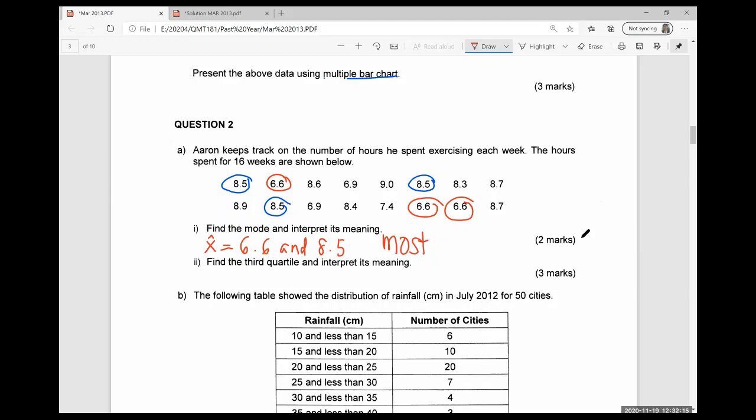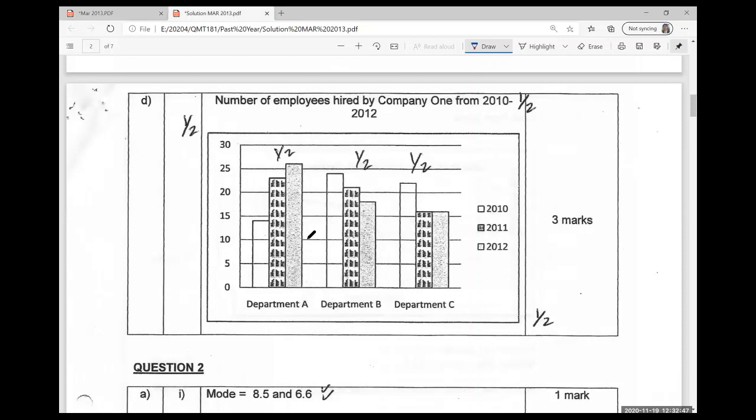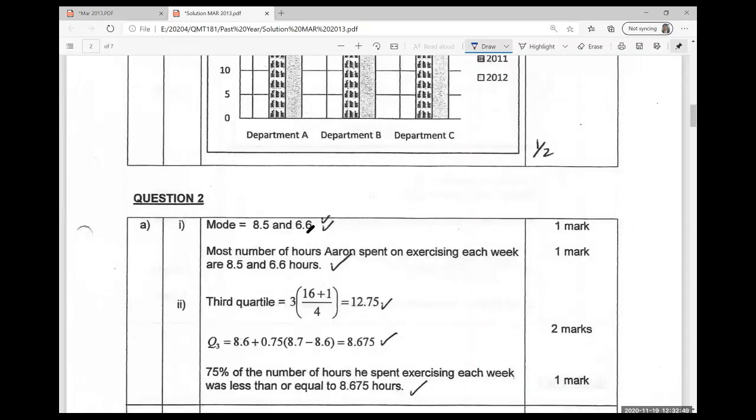Okay, so what it says here, we can say most of the time Aaron spent 6.6 or 8.5 hours each week exercising. Okay, so that is how you interpret. Let's just see how they give you the answer. So here you have 8.5 and 6.6.